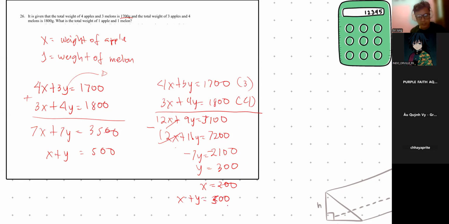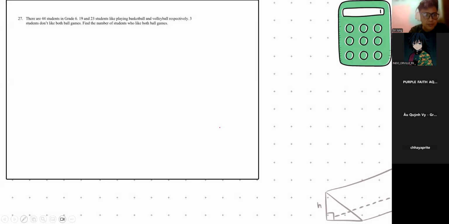So the same answer. You can use this method if you are not sure, or you can also use this method if you want. Okay? So any more questions? So if not, we'll proceed to number 27. Okay, so the best way to solve this is you will use Venn diagram.